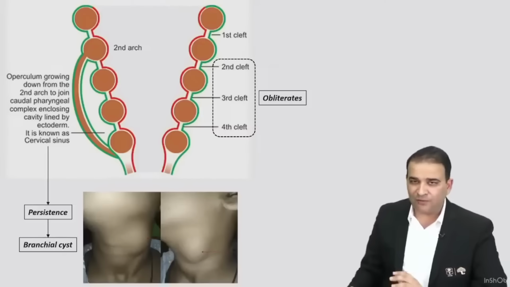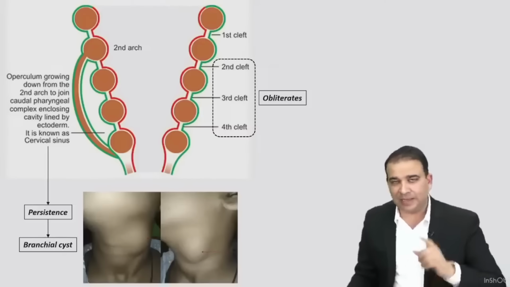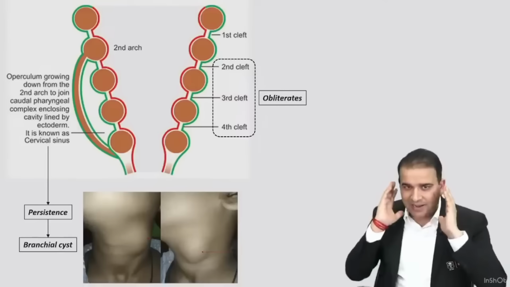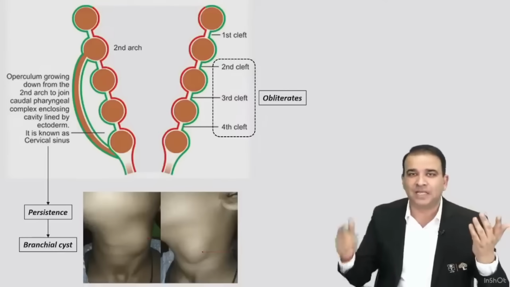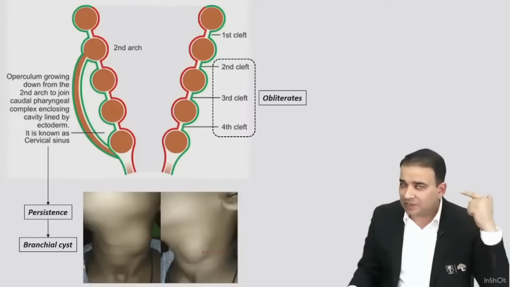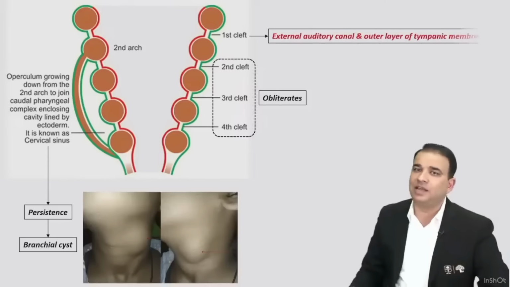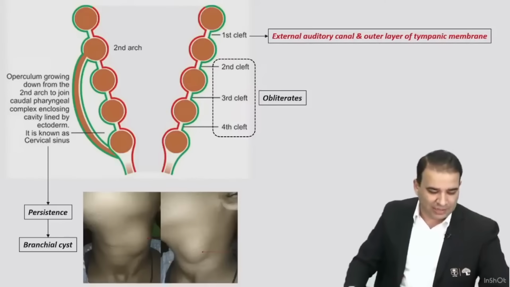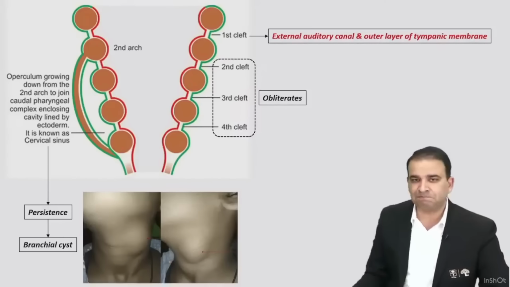So the only cleft that remains here is the first cleft. And what will the first cleft give rise to, guys? The first cleft, which is the only cleft left, will give rise to, now look at the entire head and neck, यार एक ही opening है side में, the external auditory canal and the outer layer of tympanic membrane. It contributes to the external auditory canal and the outer layer of tympanic membrane.